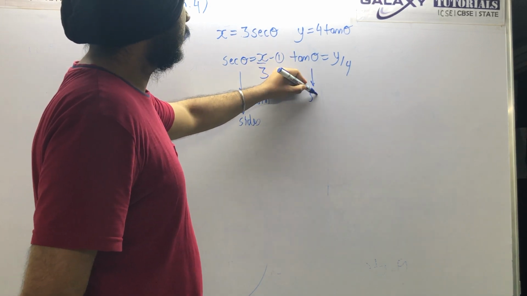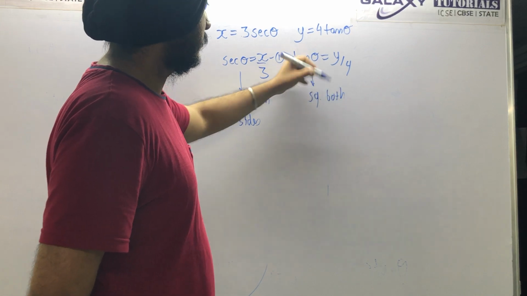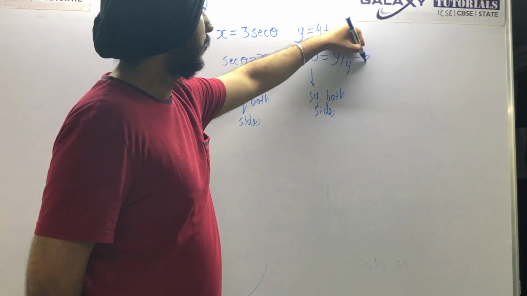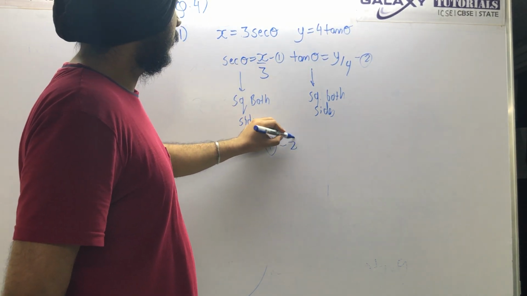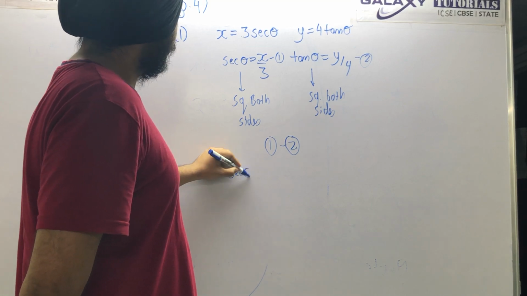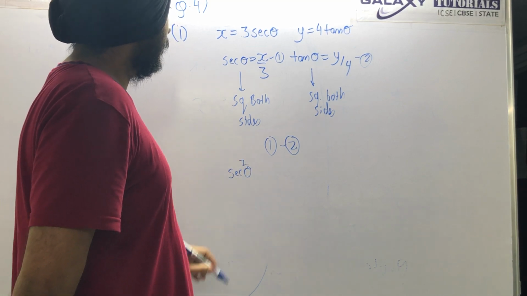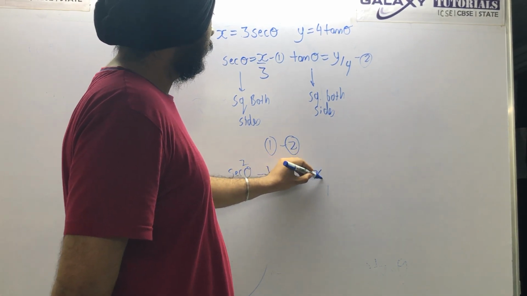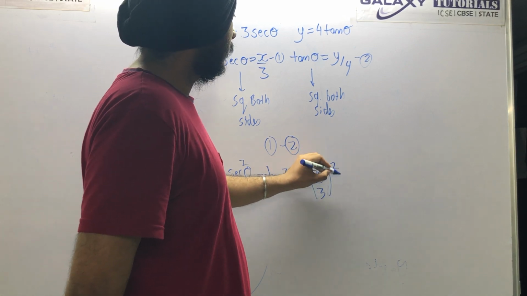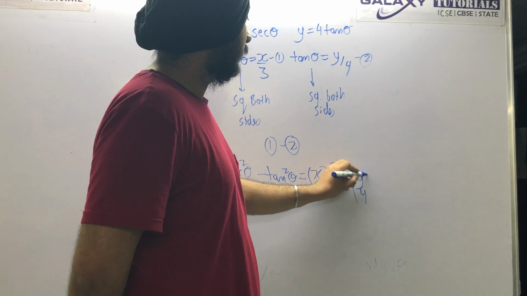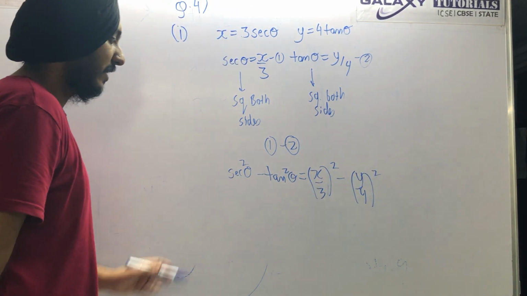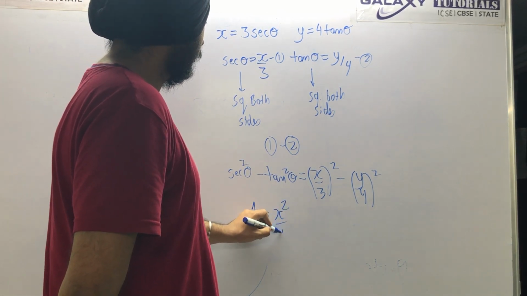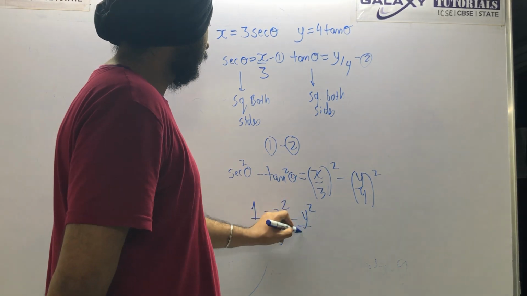Here also squaring both sides. Okay, now subtract 1 from 2. What will happen? Sec square theta minus tan square theta is equal to (x by 3) whole square minus (y by 4) whole square. Sec square theta minus tan square theta is 1. So 1 is equal to x square upon 9 minus y square upon 16.